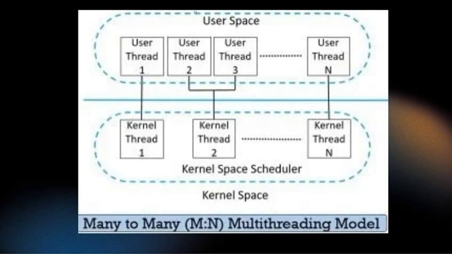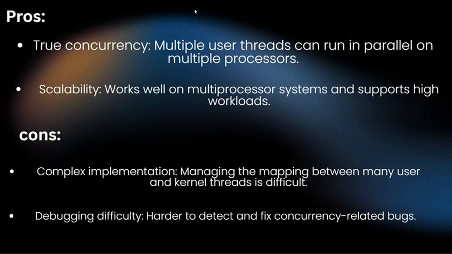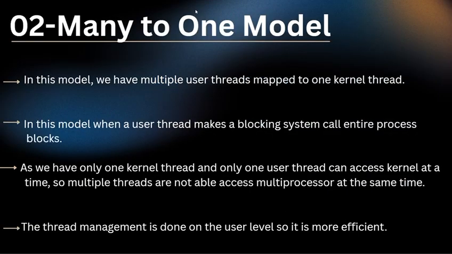In the diagram, imagine a set of user threads at the top and kernel threads at the bottom, connected through a dynamic mapping system. Each user thread can be linked to any available kernel thread. The main advantage is that it provides true parallelism and avoids blocking problems seen in many-to-one model. It's also more scalable and resource efficient than one-to-one model. However, its drawback is complex management. Maintaining synchronization and mapping between threads requires sophisticated control.